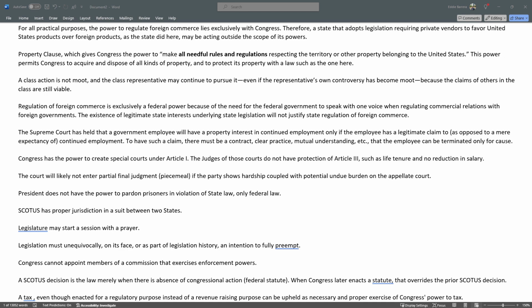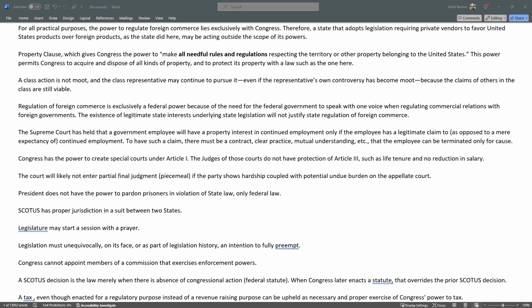The Supreme Court has held that a government employee will have a property interest in continued employment only if the employee has a legitimate claim to, as opposed to a mere expectancy of, continued employment. To have such a claim, there must be a contract, clear practice, mutual understanding, etc., that the employee can be terminated only for cause.